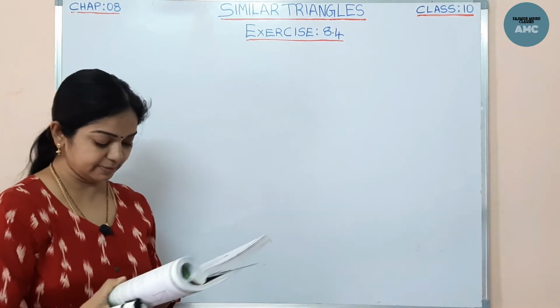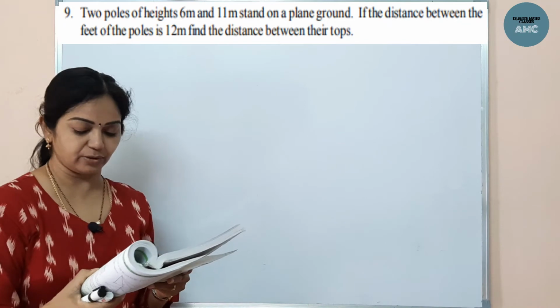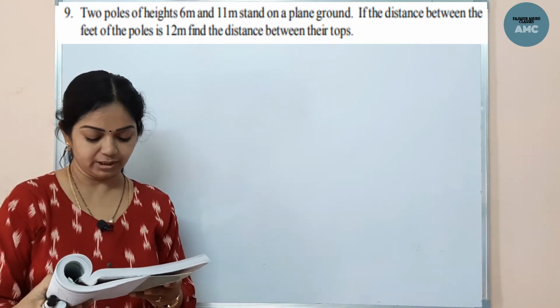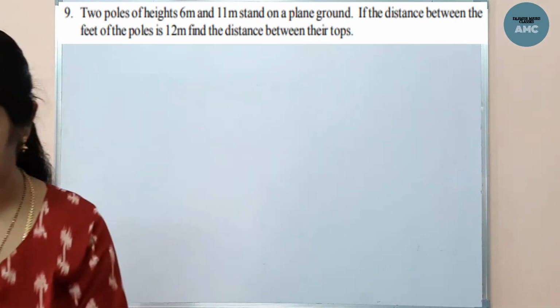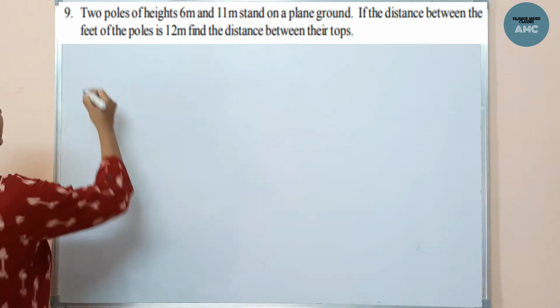Now the ninth problem. Two poles of height 6 meters and 11 meters stand on a plain ground. If the distance between the feet of the poles is 12 meters, find the distance between their tops. Here, given two poles, let us draw the diagram now. This is the ninth one.